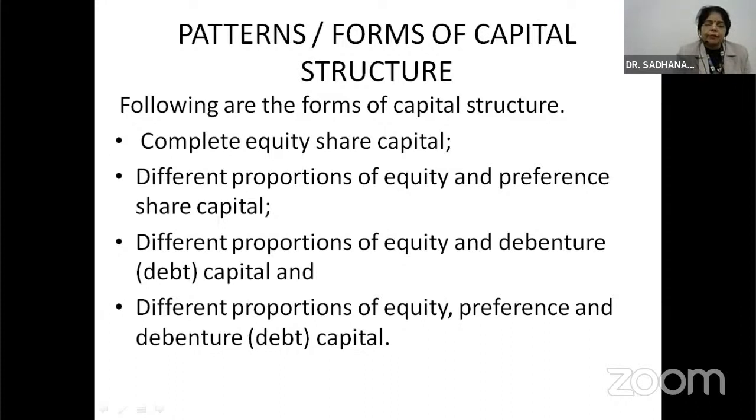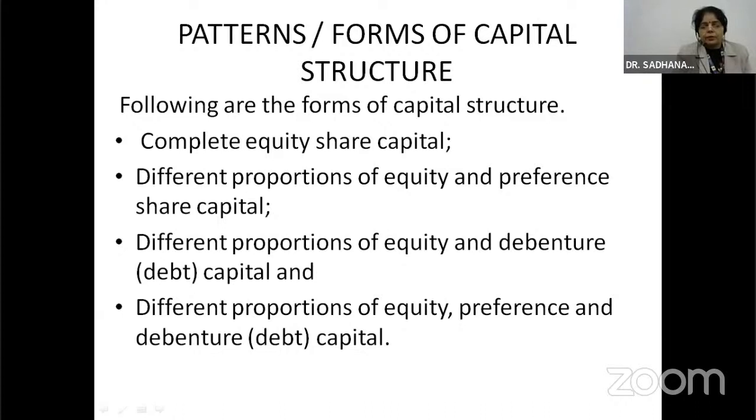And the second one is the different proportions of equity and preference share capital. In this, we are using two sources of funds, equity shares and preference share capital. And the proportion of equity and preference which gives maximum benefit to the company, we use in a capital structure. And third one is the different proportions of equity and debentures, that is, what proportion we have to take of equity and debentures, so that the ultimate aim of the firm to maximize the shareholders' wealth can be easily fulfilled.